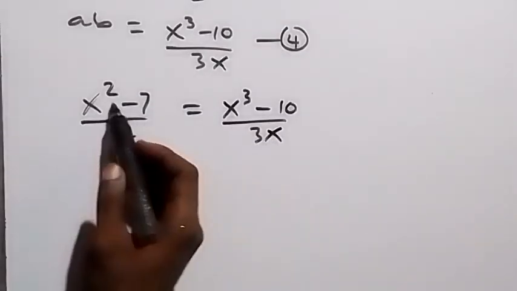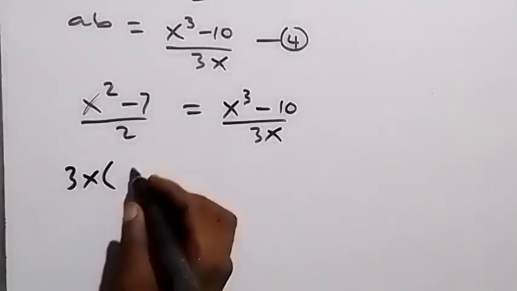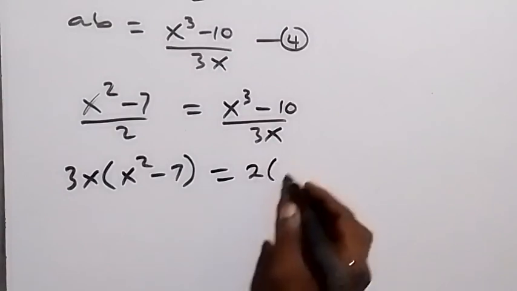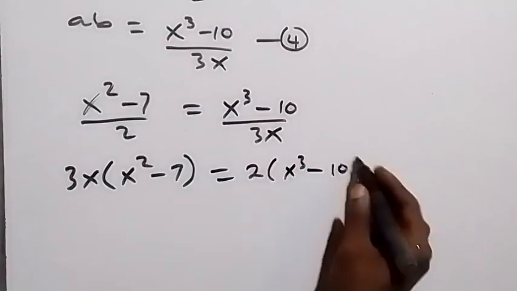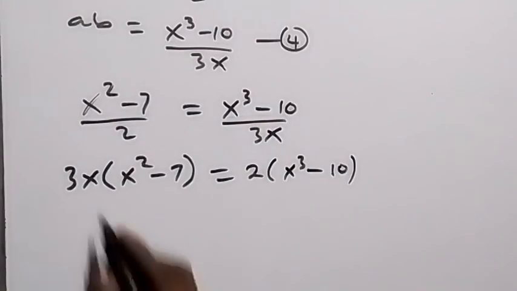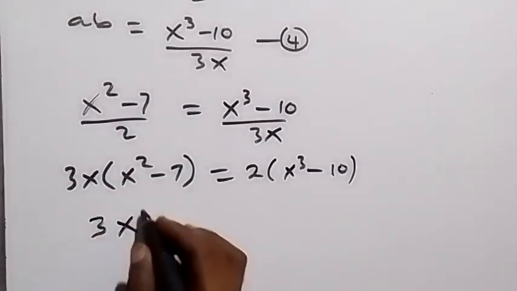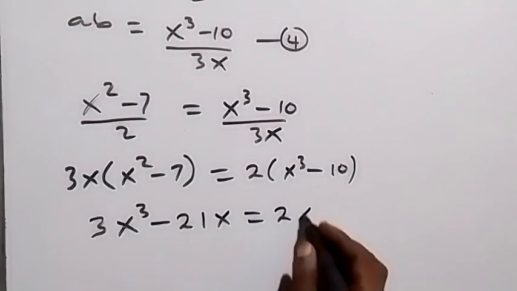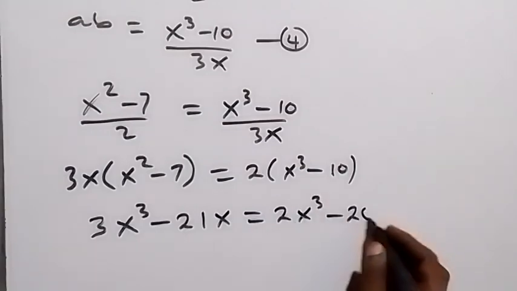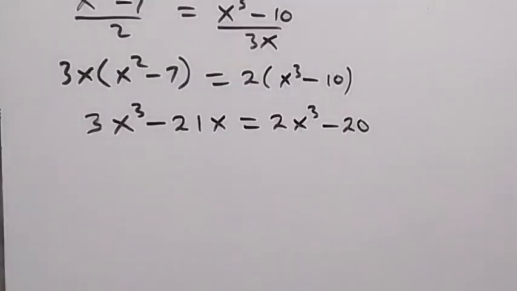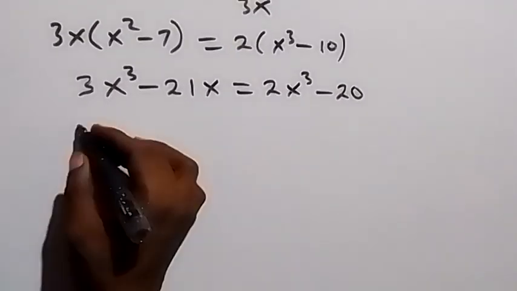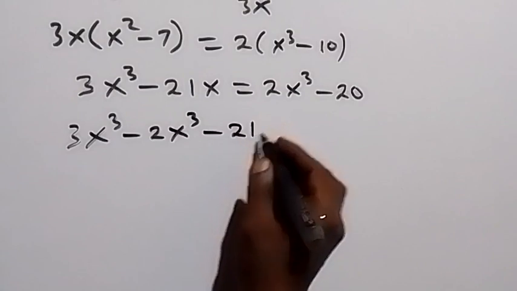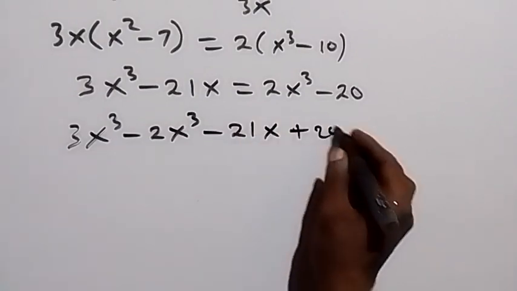Then 3x, we multiply this, we have 3x into bracket (x squared minus 7), and 2 we multiply this, that's equal to 2 into bracket (x cube minus 10). And when we expand, we have 3x times x squared, that will be 3x cubed, then minus 21x equals 2x cubed minus 20. Then let's take everything to the left hand side, and this becomes 3x cubed minus 2x cubed minus 21x, then plus 20, equals 0.